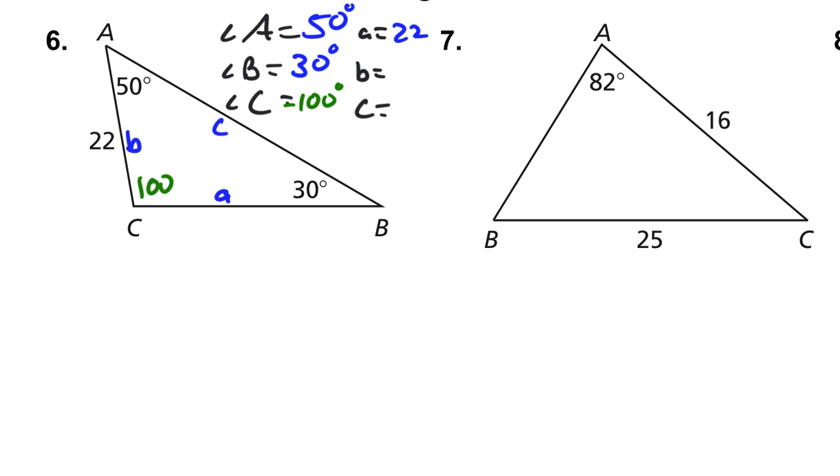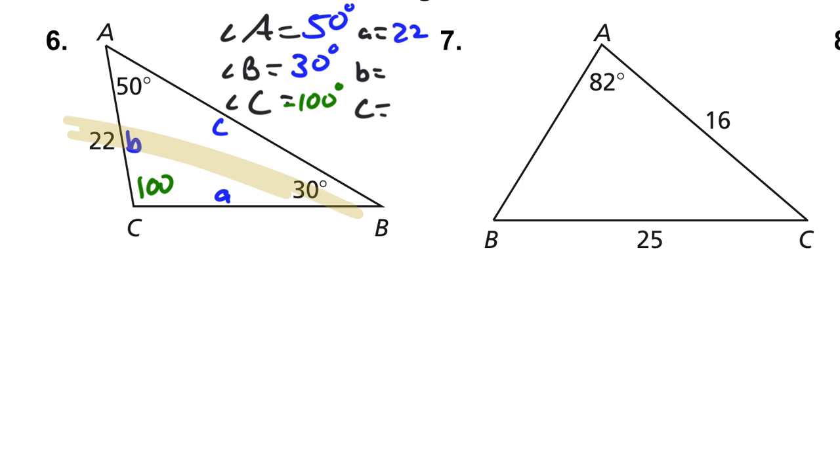Now I'm going to highlight something. I see an angle and its opposite side, and I have my other angles. If I have an angle and its opposite side, I can use my law of sines. So my law of sines says I can take that ratio and compare it to another ratio.